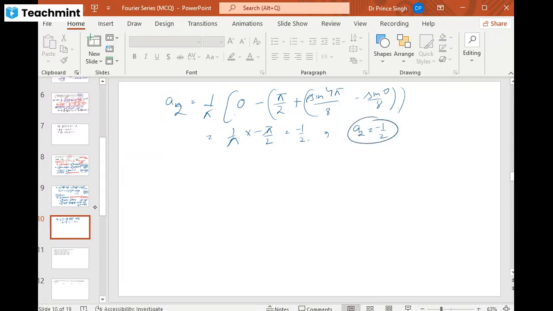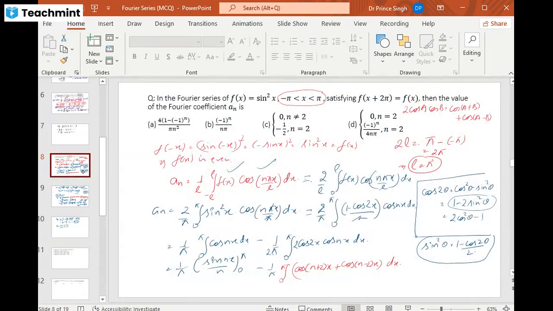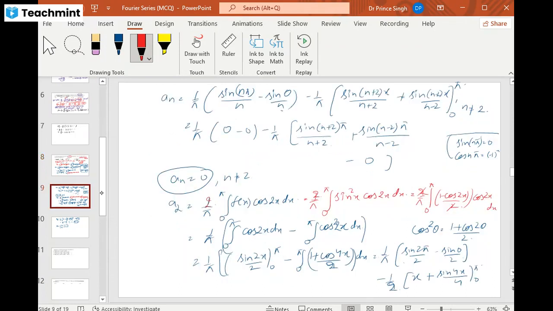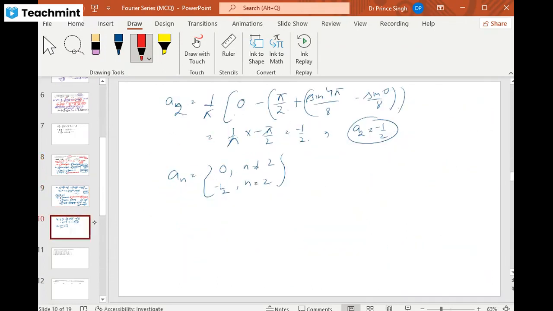So basically what do we get? We get the value of a_n is 0 if n is not equal to 2 and its value is minus 1 by 2 if n is equal to 2. Okay. So it means that what is the correct answer? The correct answer is option C only, right? But you will find out here that this question is very tedious one. It's very typical because here first I need to calculate a_n, then we find that it is 0, then we need to calculate a_2 also, right?